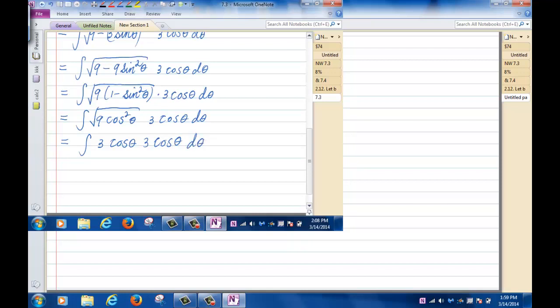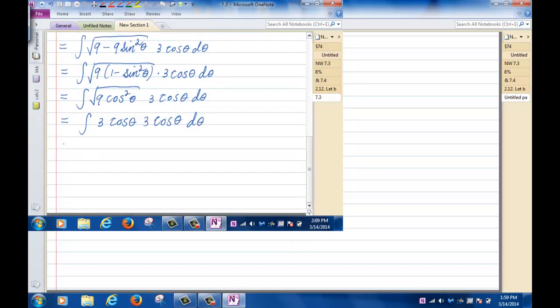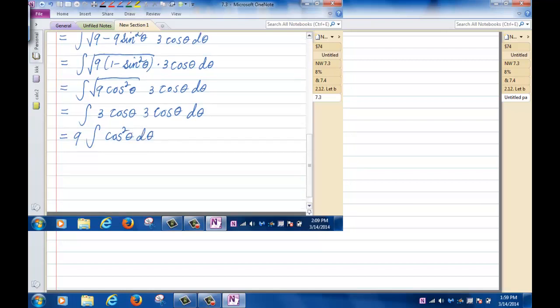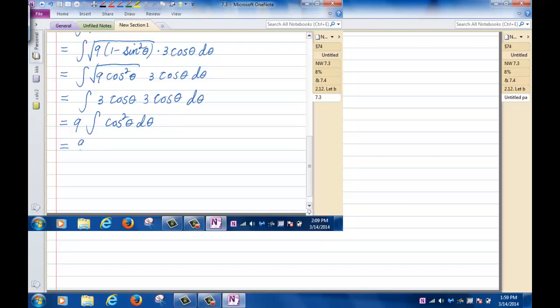And technically speaking, I should have written absolute value of cosine, but we know that cosine is positive for the values of theta in the first and third quadrant. So 3 and 3 would be a 9. So this is cosine squared theta d theta. And what do we do with even powers? Even powers of cosine? Very good. 1/2 (1 plus cosine 2 theta).